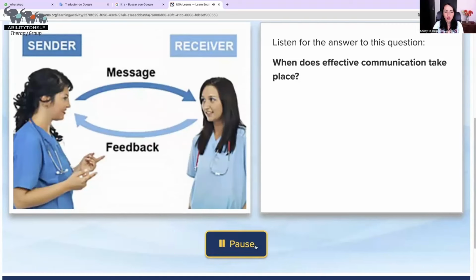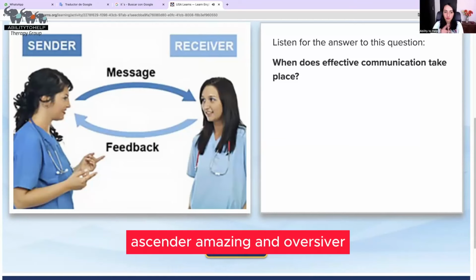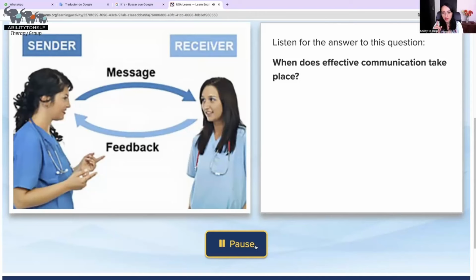Humans use different methods to communicate, such as speech, writing, illustrations, body language, or technology. We need three basic elements for communication to take place: a sender, a message, and a receiver. The sender is the person who wants to share information. The message is the information or ideas the sender wants to share. And the receiver is the person for whom the message is intended.